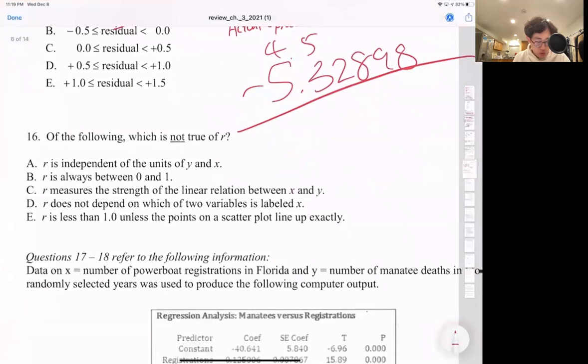16, which is not true of R. R is independent of units of Y and X. That's actually very true. Even if you swap the X's and Y's, your R value doesn't get impacted. Like I said before in the previous videos, it's very resistant. The only time it's actually going to change is if you multiply the values of X or Y by -1 for one of them, then it flips from a negative correlation to a positive correlation. That's the only time it's going to change.